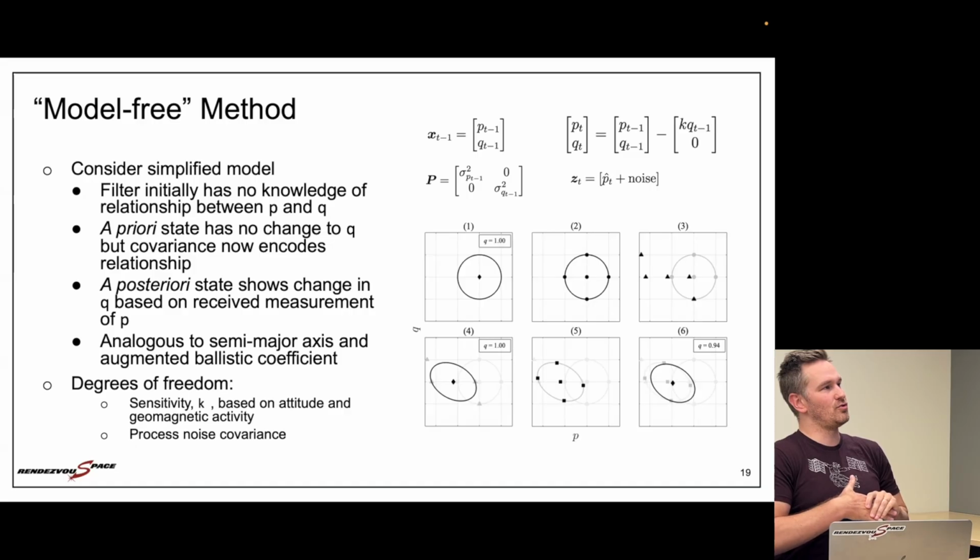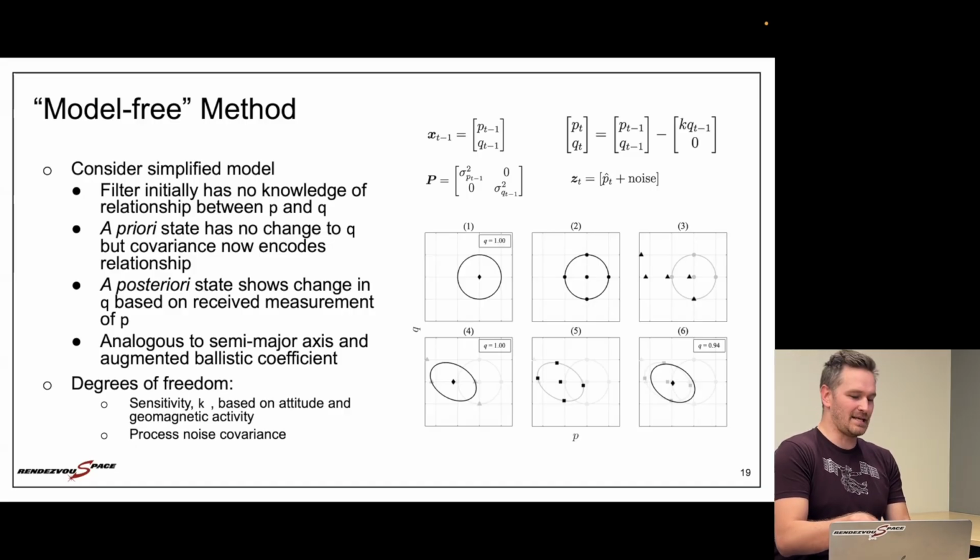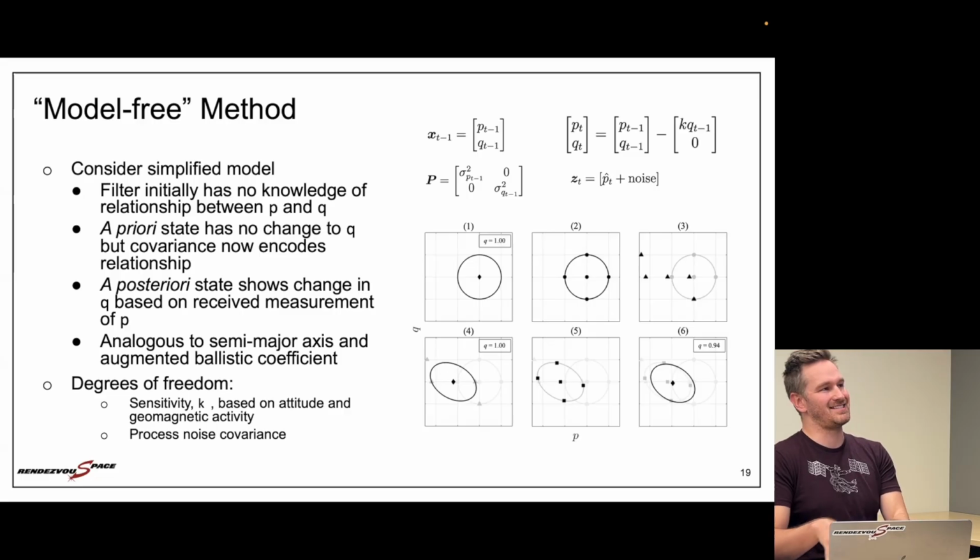In step 2, we sample our set of sigma points, and then propagate those sigma points through our dynamics to get to step 3. Now our covariance ellipse shows, interesting, there is actually a relationship between P and Q that we didn't know about before. So the filter now is encoding this relationship. In panel 4, we compute our new mean and covariance, and then sample our next set of sigma points, which give us the predicted measurements.